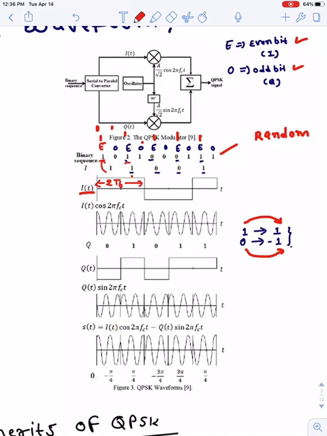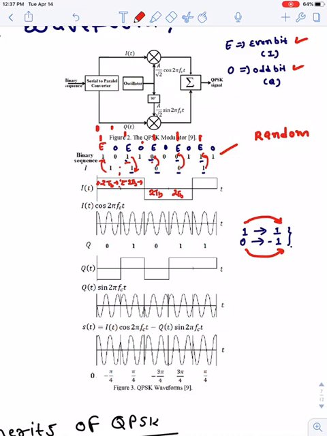Sorry, that would be my mistake. You can consider this up to here. This one bit is stretched up to a 2TB time period. Then the next even bit is this one, which can also be stretched for 2TB rather than TB. Then the next even bit would be a 0, so it can also stretch for a 2TB time period. Every even bit can be stretched for a 2TB time period, and this 0 corresponds with this one, and this one corresponds with this one.